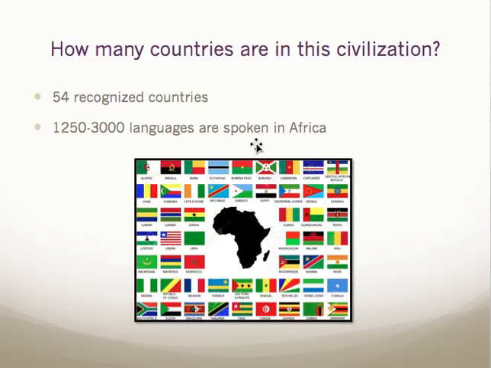So how many countries are in this civilization? Well, there's 54 recognized countries. And a fun fact is that there's 1,250 to 3,000 languages spoken in Africa.